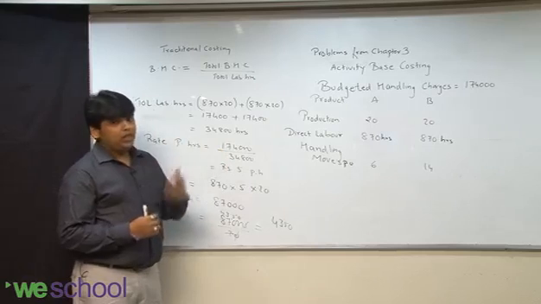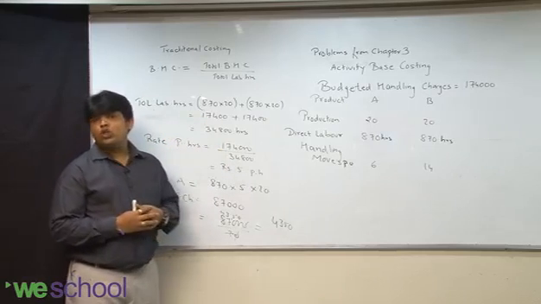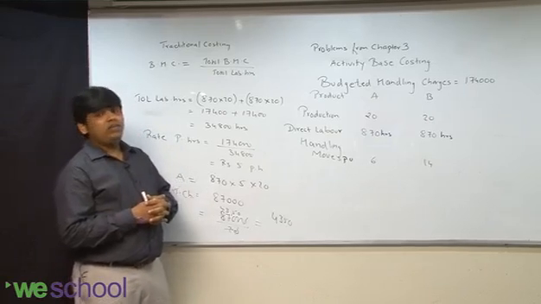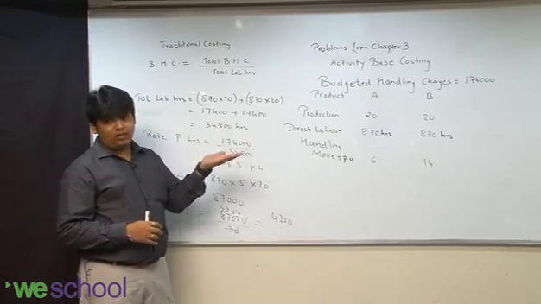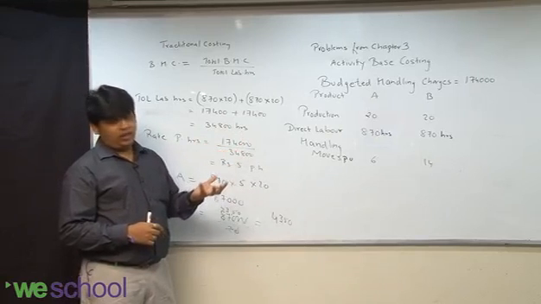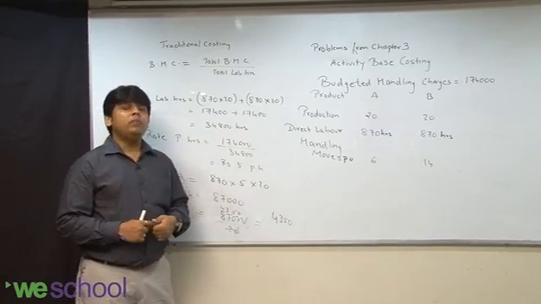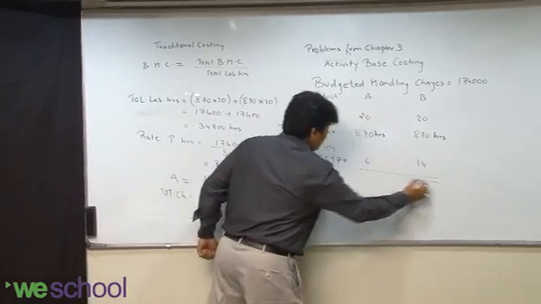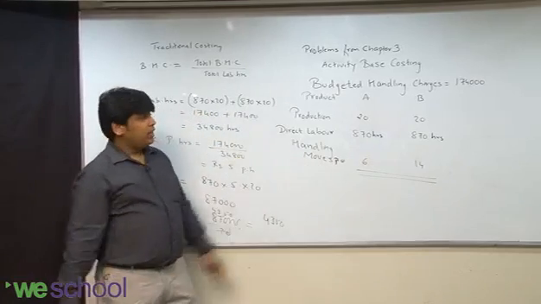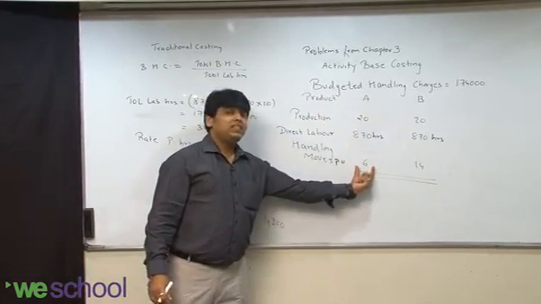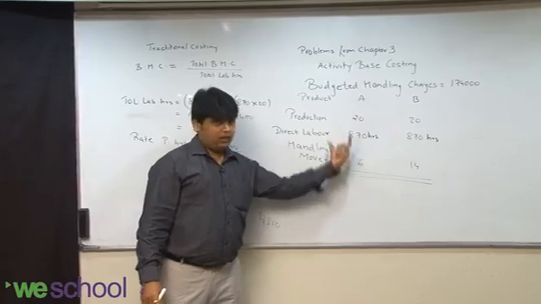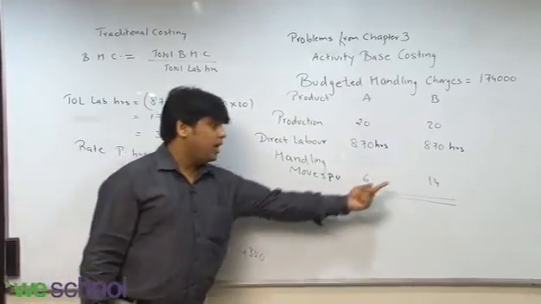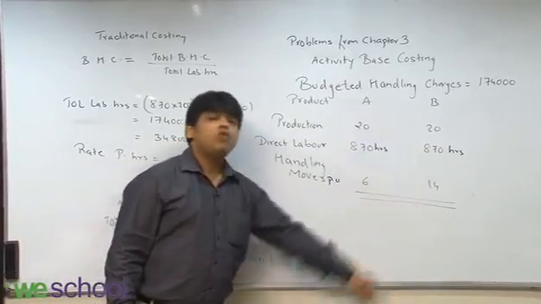Now in activity based costing, the total cost is not divided by any labor ratio or labor hours, but every activity's cost will be divided by the cost drivers. So in this, the drivers are given. Handling charges moves per unit. For A, the services rendered to product A are 6 times, and the services rendered to product B are 14 times.